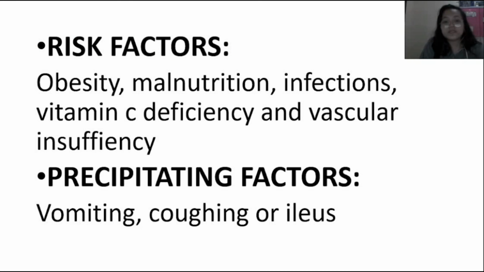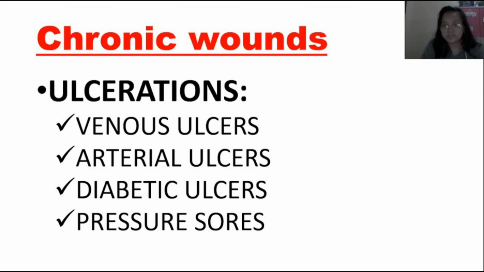What are the causes and risk factors for wound dehiscence? It could be obesity, malnutrition, infections at the surgical incision site, vitamin C deficiency where collagen is not laid properly, and even vascular insufficiency. What about the precipitating factors? It could be vomiting, coughing, or ileus that can generate mechanical stress on the abdominal wound because it increases the abdominal pressure and the wounds start opening, and that is wound dehiscence.